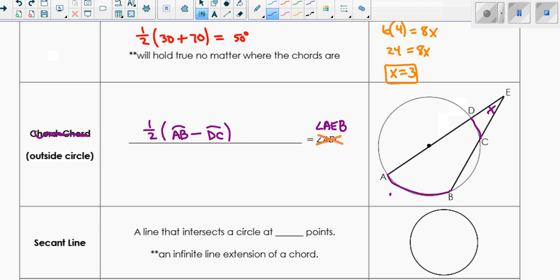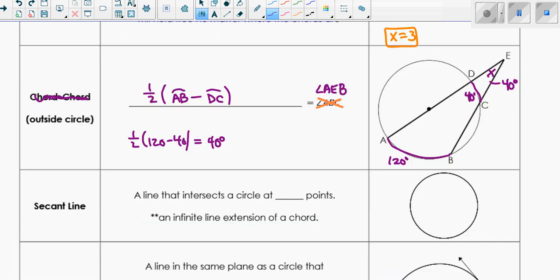Let's say this was 120 degrees, and this was 40 degrees. I would say half of 120 minus 40. 120 minus 40 is 80, half of that is 40. So this angle would be 40 degrees. And no, those are not always congruent. That just was a coincidence.